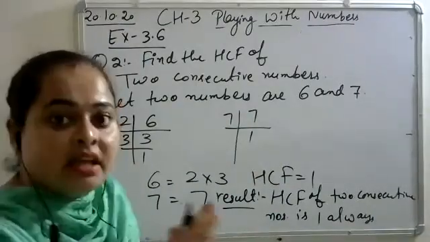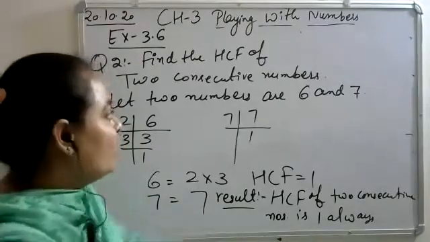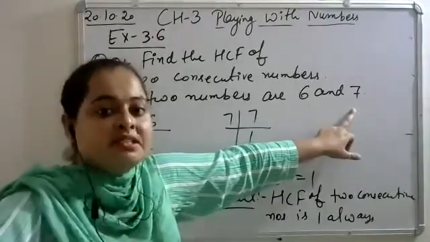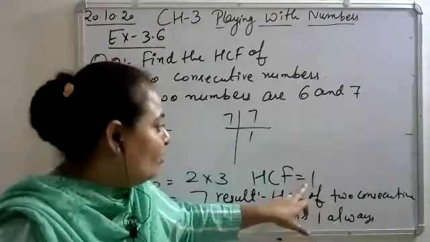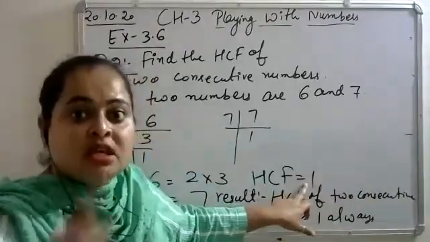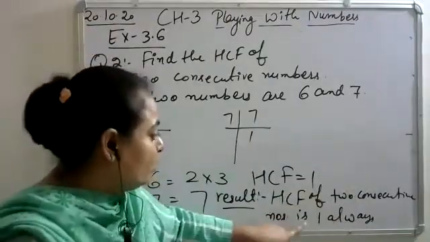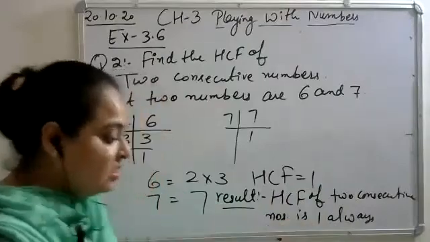Check by taking any number. जरूरी नहीं है आपने 6 और 7 से ही करना है, जिस मर्जी नंबर से कर लो. Always you will get HCF is equal to 1. So HCF of two consecutive numbers is 1 always.